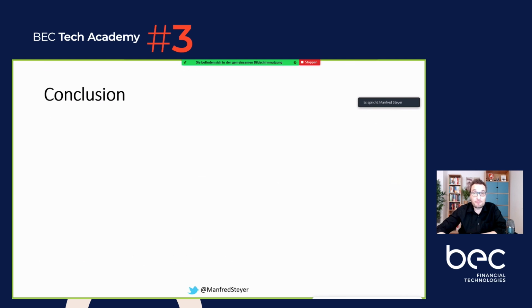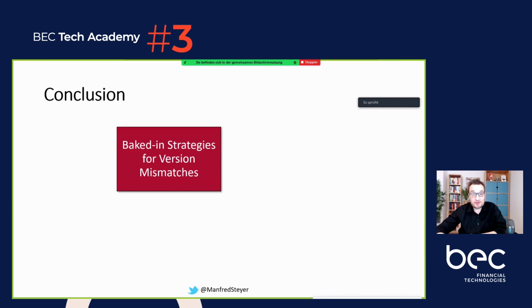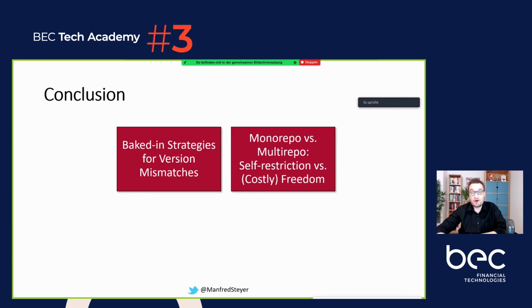Okay, let me come to a conclusion. We've seen module federation ships with a lot of baked-in strategies for dealing with version mismatches. However, the best strategy is to avoid them upfront, and so you can restrict yourself with a mono repo. This forces you into a one version policy. However, this prevents issues with conflicts upfront.